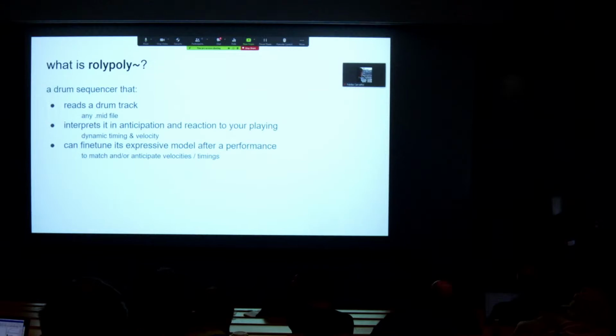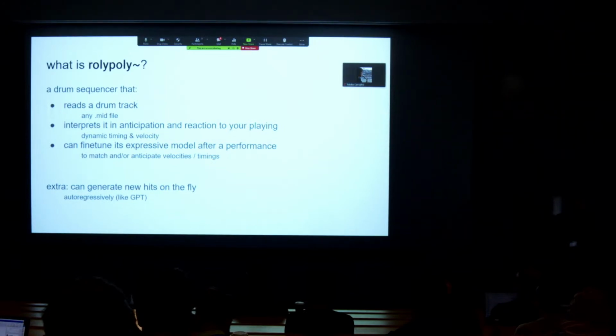And also, this is the most interesting part. It always tries to anticipate where your timing is going to fall, so it will try to minimize its anticipation error. That doesn't mean it tries to play exactly as you're playing, but it tries to find a common dynamic with you. And as I said, it generates hits auto-regressively on the fly. This is the most recent and experimental feature, and I'm still working on it, but you can play with it.